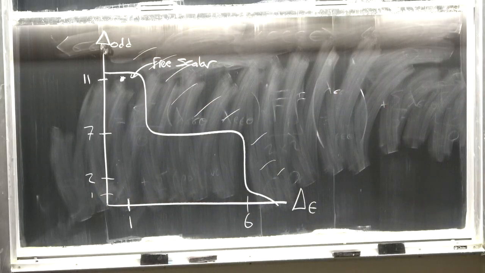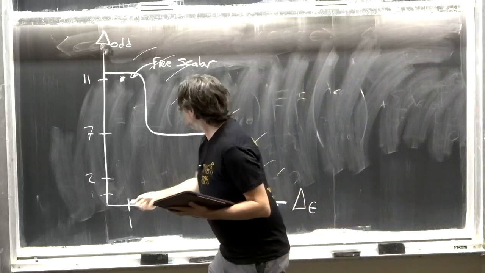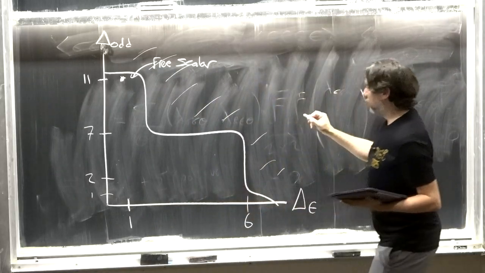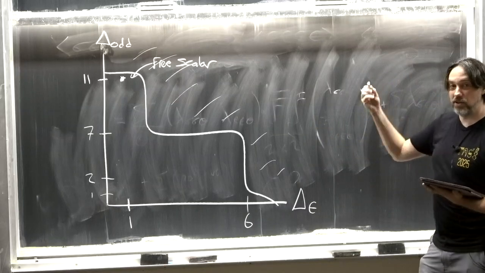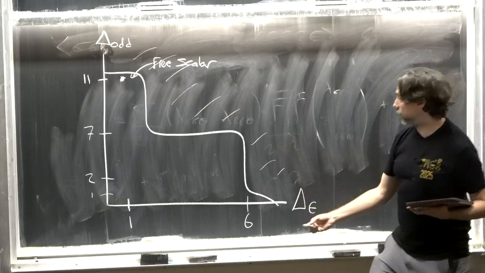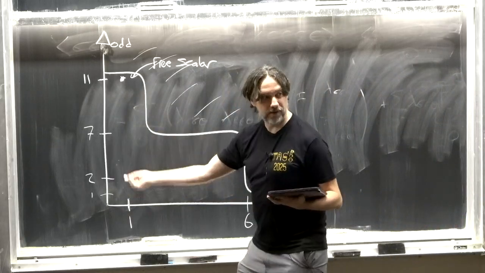Why does the free scalar live up here? Well, so in 3D, phi itself has scaling dimension 1/2. The phi squared operator has scaling dimension 1. That's the first parity even scalar at 1.